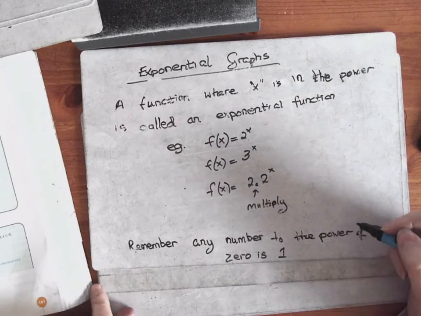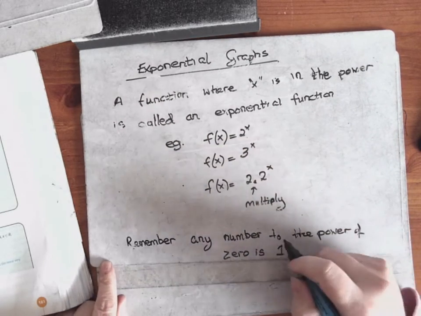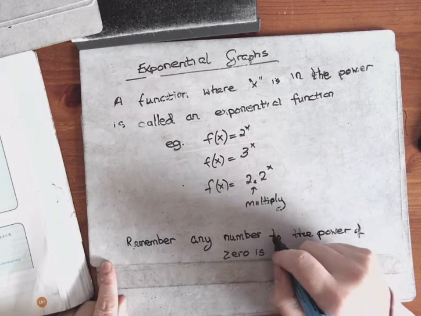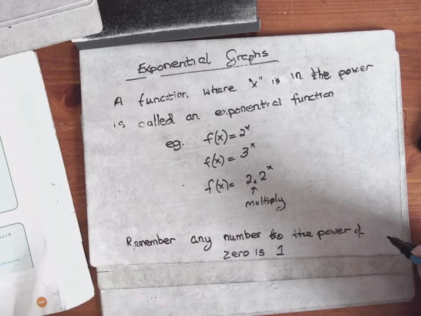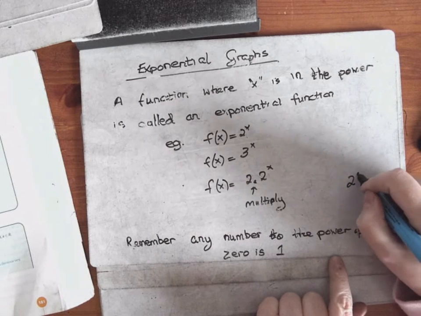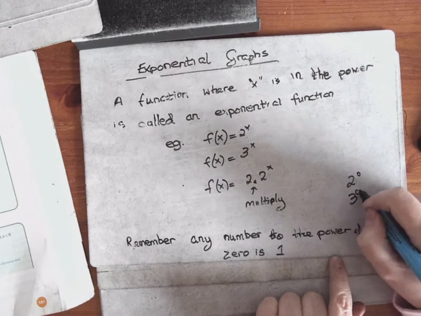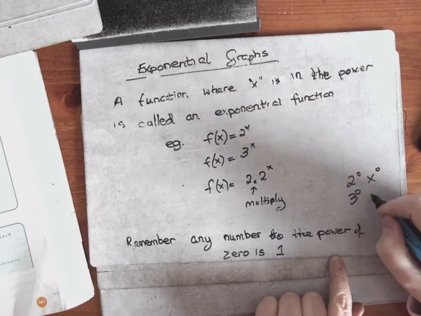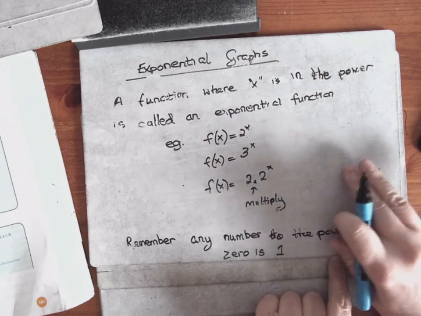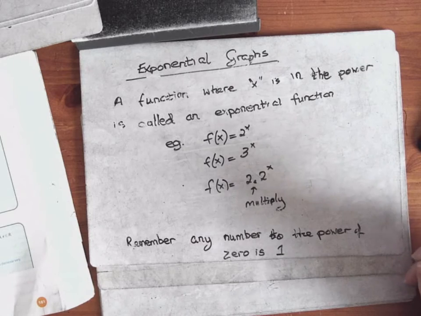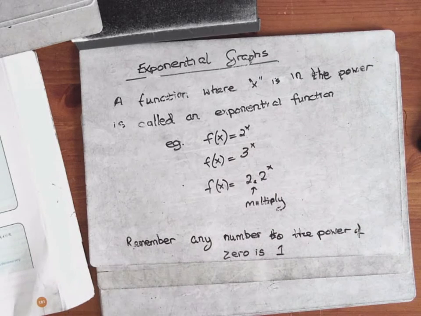Something like that, okay? And remember, any number to the power of 0 is 1. For example, 2 to the power of 0 is 1, 3 to the power of 0 is 1, x to the power of 0 is 1, 100 to the power of 0 is 1. Right, okay, and if you can't remember it, check it out in a calculator, the calculator will do it for you.